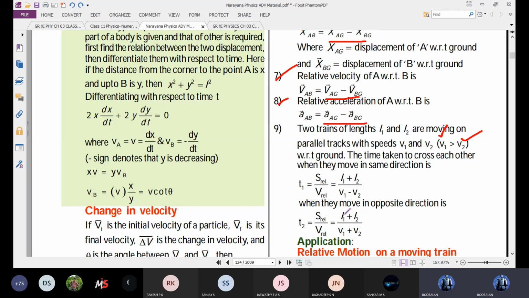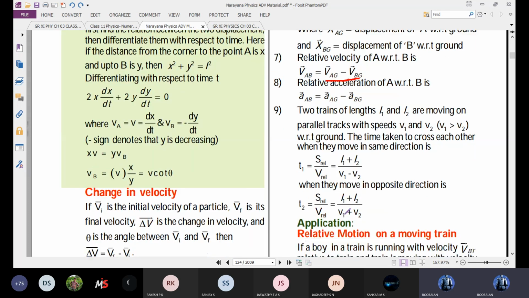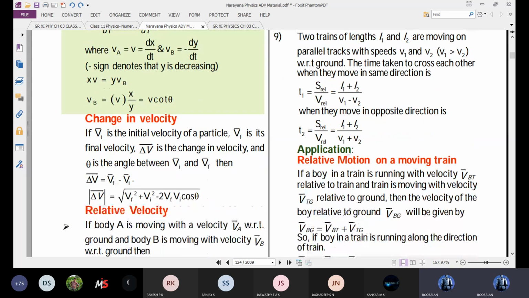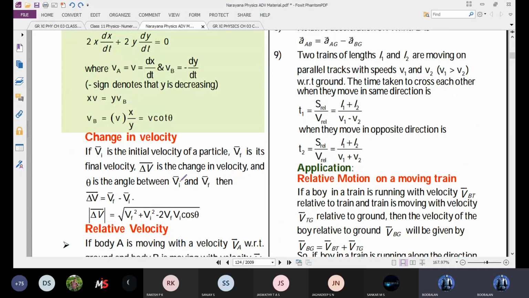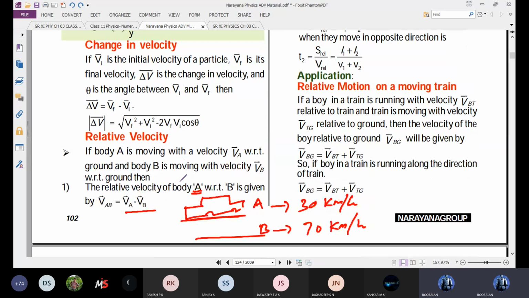When they are moving in opposite directions, just now we said opposite direction plus, same direction minus. Okay, so now everyone take notes. It is not there in your book also. Please take notes. Relative velocity, all points up to 9 points. It is the 9 also. Please note it.